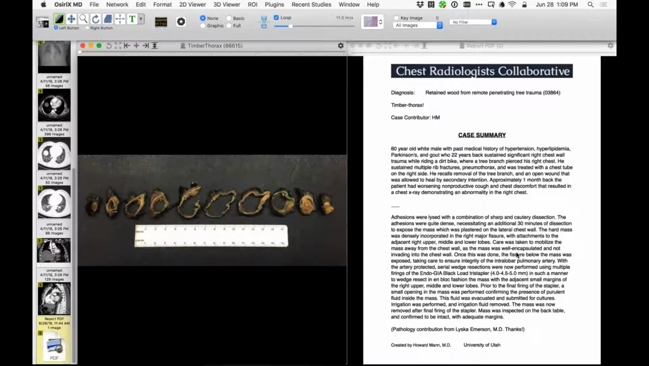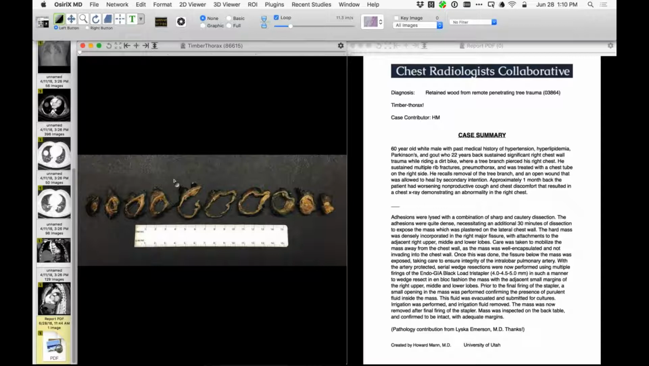So the past history was 22 years ago, trauma, riding a dirt bike, a tree branch pierced his right chest. And of course, what we're seeing in part is some of the branch that remained in the chest. Recalls removal of it, but obviously not all of it, and then it healed. And here you can see some details about the surgery. So I've decided to call this kind of a timber thorax, or arbor thorax, tree branch remaining in the chest.